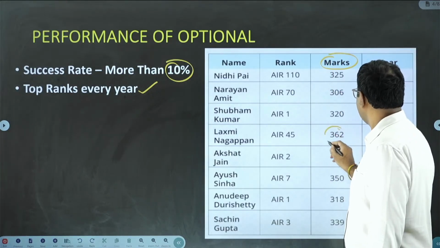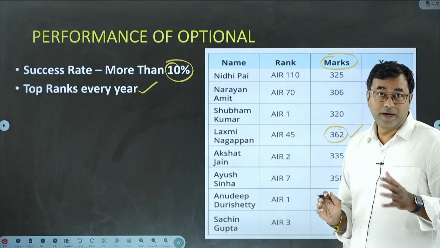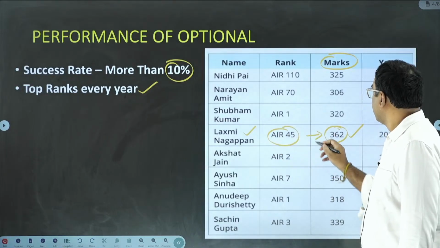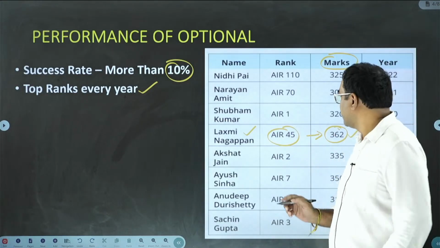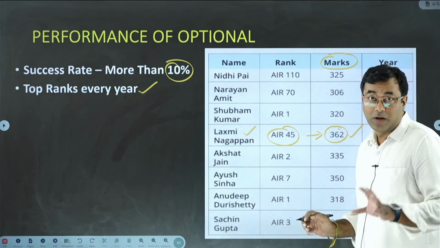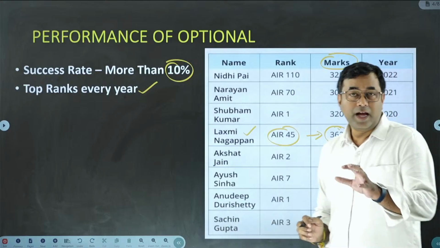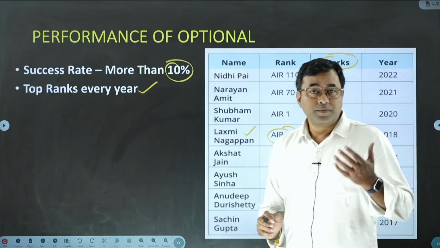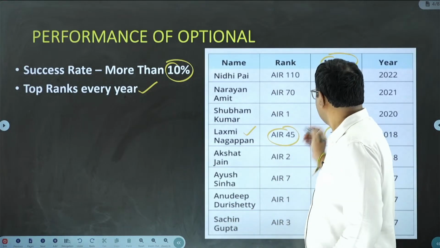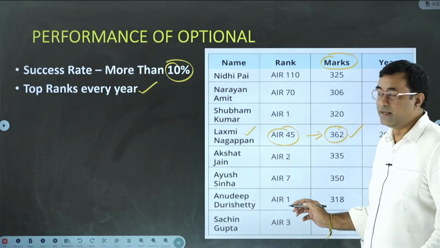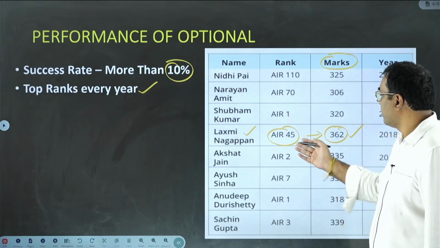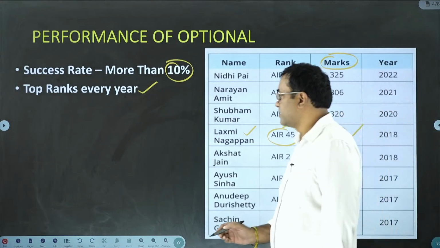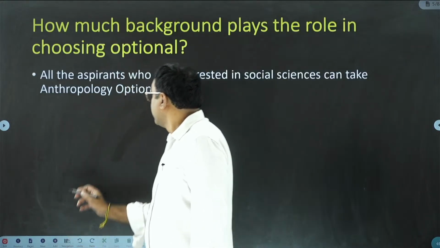So in 2018, one of the anthropology aspirants, Lakshmi Nagappa, secured 45th rank and got 362 marks, which itself indicates that among all the social science optionals, anthropology is producing many aspirants who are able to clear the exam and secure 300 plus marks easily. So this is one example of why the anthropology optional should be chosen by aspirants.